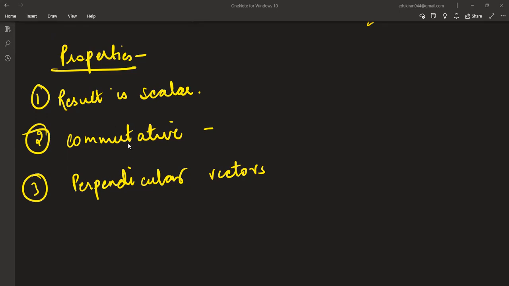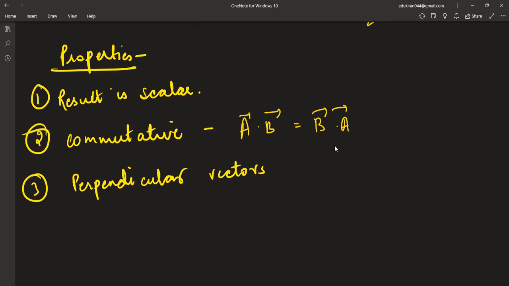Now this is commutative. Commutative property means, like, the way multiplication is commutative. If you multiply 2 into 3, you can write it as 3 into 2 also. Both the answers will be the same. So here in the dot product also, if you are writing A dot B, it's not necessary that you always write A dot B only. You can write it as B dot A also. The answer will be the same. That is not valid in the cross product. That's why this is an important property.